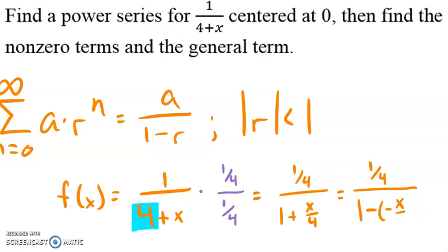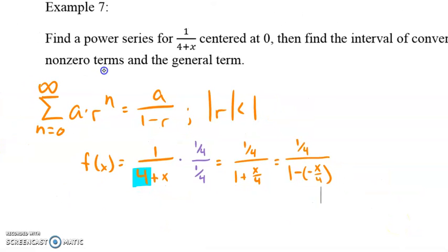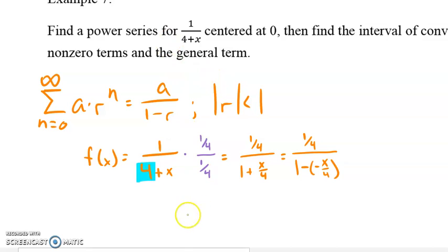Sometimes my Control-Z doesn't want to work. Suddenly we have a fraction in the form a over 1 minus r. Okay, fantastic. Now we are cooking with gas. So that means that we know our A value, we know our R value, and that's all we need, right?